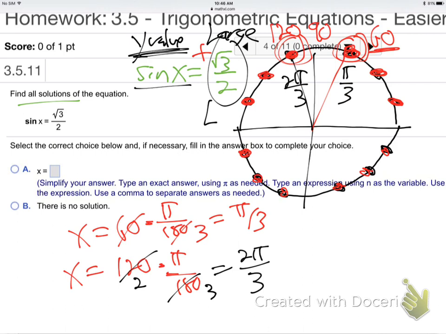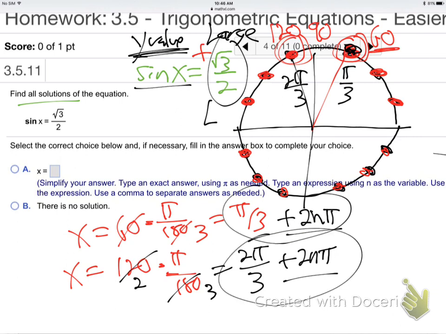But that's not all. You think, wait, that's all, right? That's all of them within one circle. But they want all. They mean you could go 360 and more and hit this spot again. So in other words, you just throw in plus 2 pi n, or 2 n pi is how they usually do it. Whichever way you want to do it, doesn't matter. What you're saying is plus any full rotations, there is the final answer.